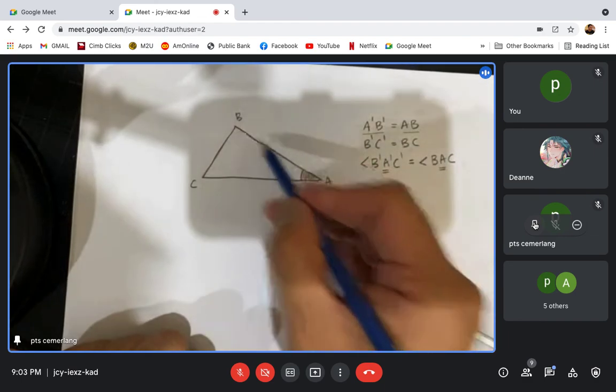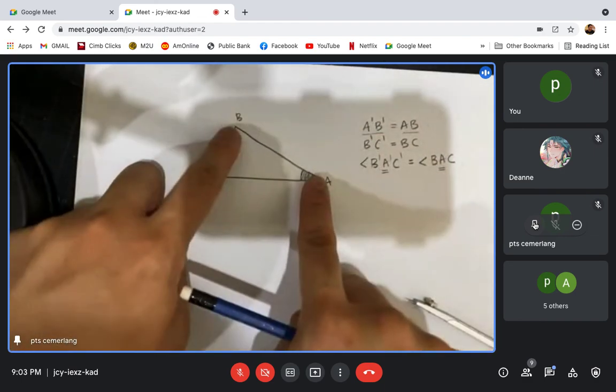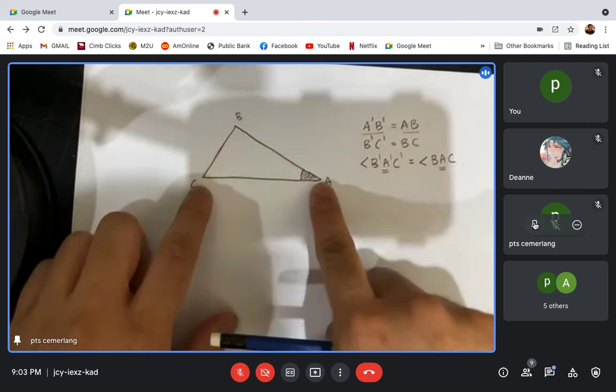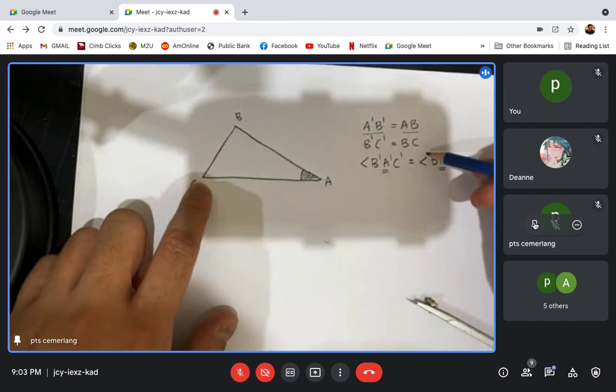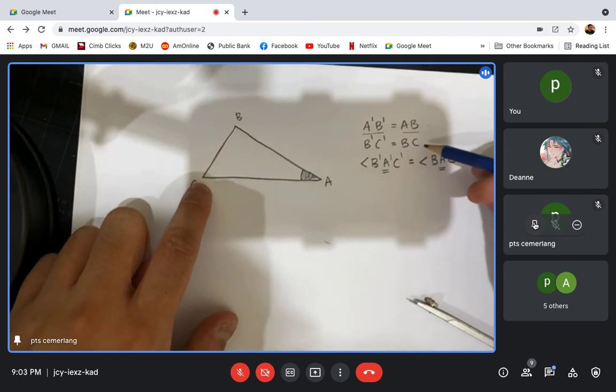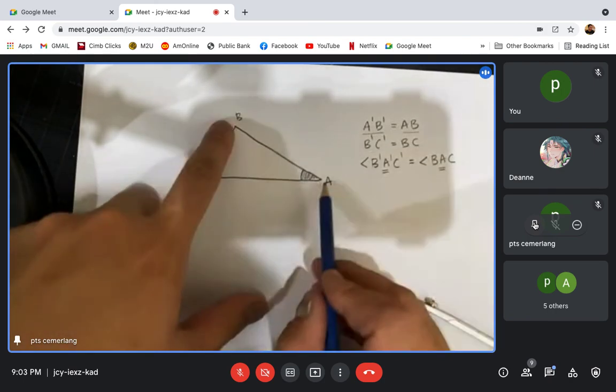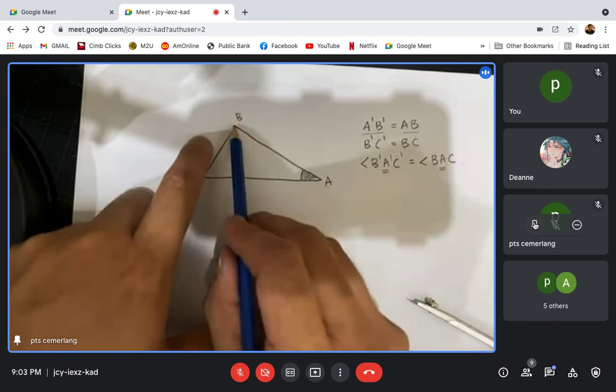So this AB cannot change also, okay? Tapi soalan ada cakap AC tak boleh tukar? Ada tak soalan cakap AC tak boleh tukar? Tak ada kan? AC boleh tukar kan? Yang tak boleh tukar AB. AB tak boleh tukar. So means that this point B cannot move.